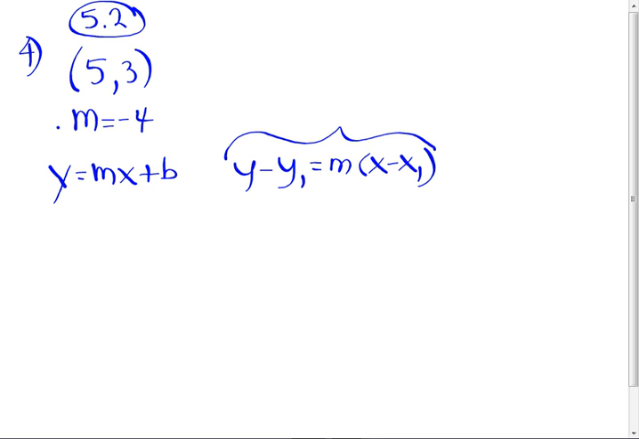Okay, David, what's the y value here? This is number 4 that you should turn in today. Y minus 3 equals the slope. What's the slope? Right up there. Oh, -4. And then it's x minus 5. I'm done. Okay. I love it. I'm done.